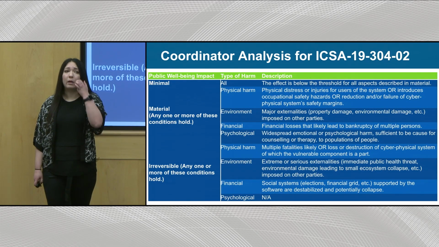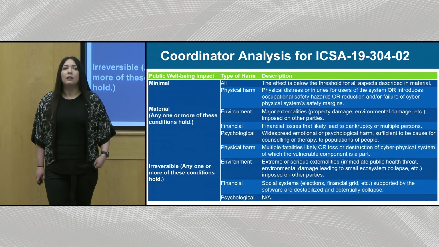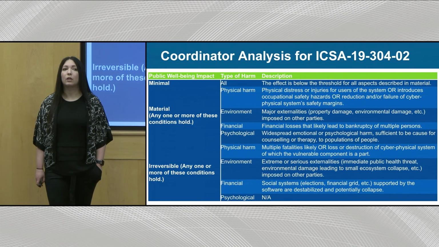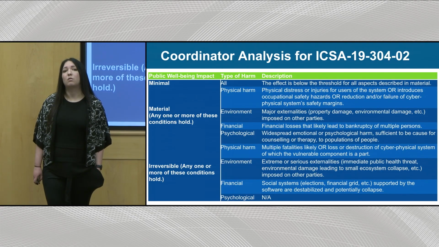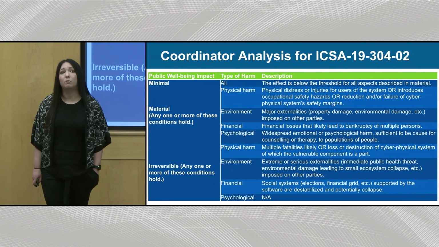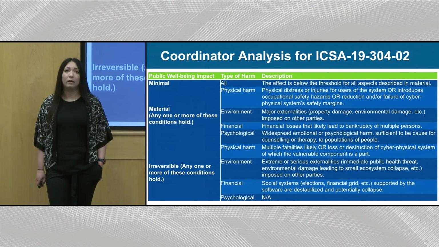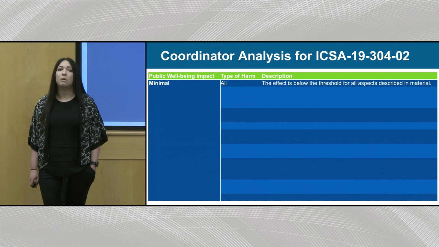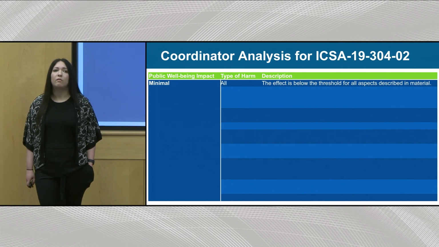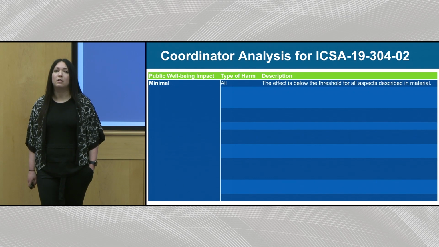The last decision point, public well-being impact, looking at the minimal material irreversible damage that could be done as a result of exploitation of the vulnerability for these specific categories. Based on the provided categories, we would state none. The effect is below the threshold for all aspects described in material and irreversible.